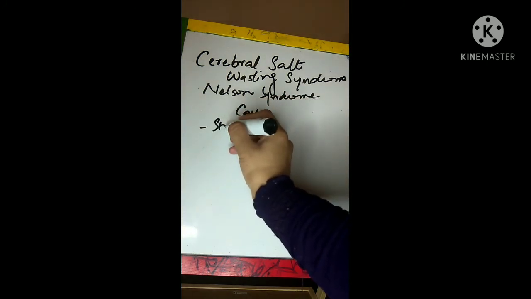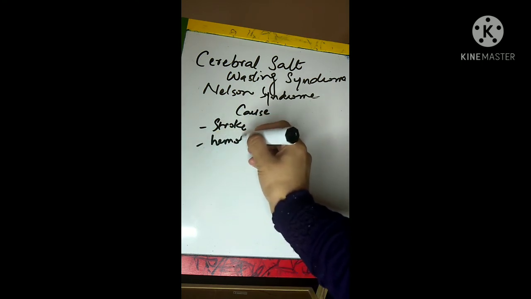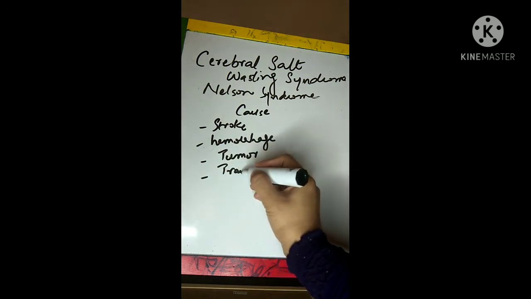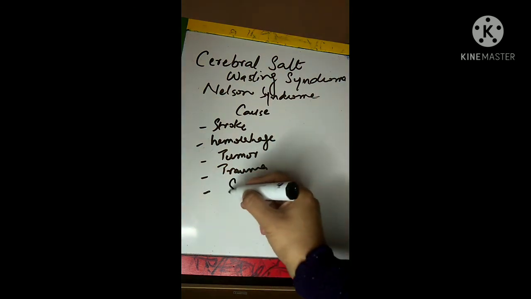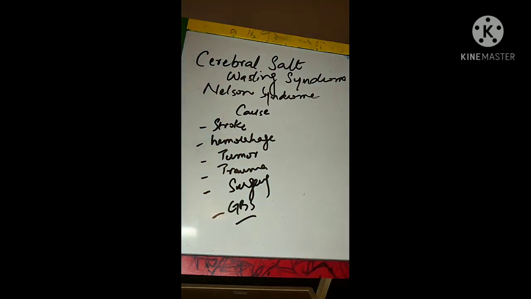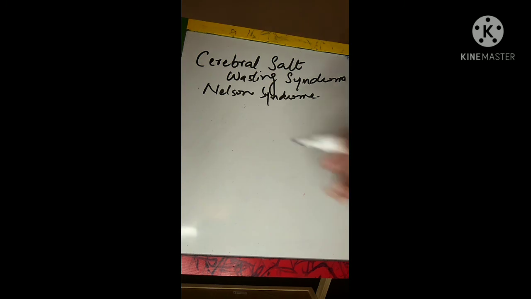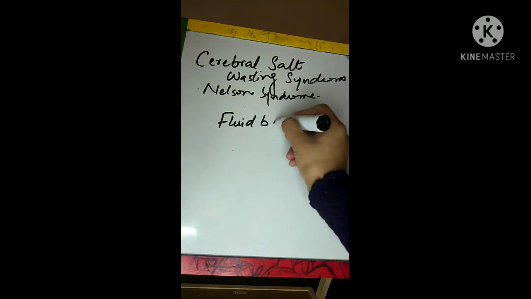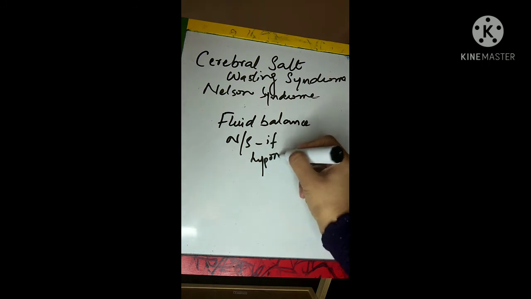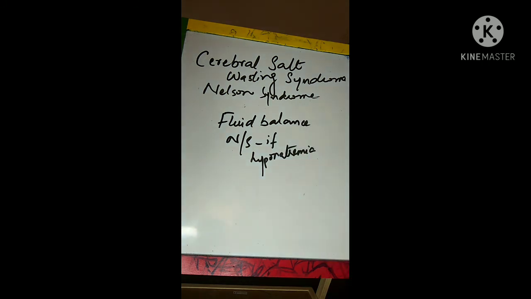The causes of cerebral salt wasting syndrome can be stroke, hemorrhage, tumor, brain tumor, trauma, surgery, dysautonomic regulations. In GBS also we have dysautonomia. It can be TBM, tuberculous meningitis, head injury. So you have seen that more or less the causes are almost the same in these conditions we are discussing today. So management is basically fluid balance, and we can give normal saline if there is hyponatremia.